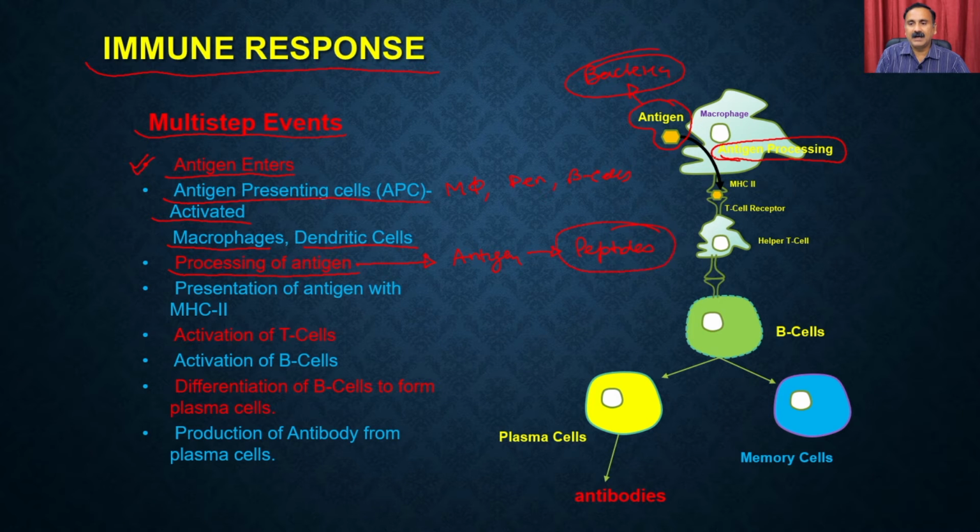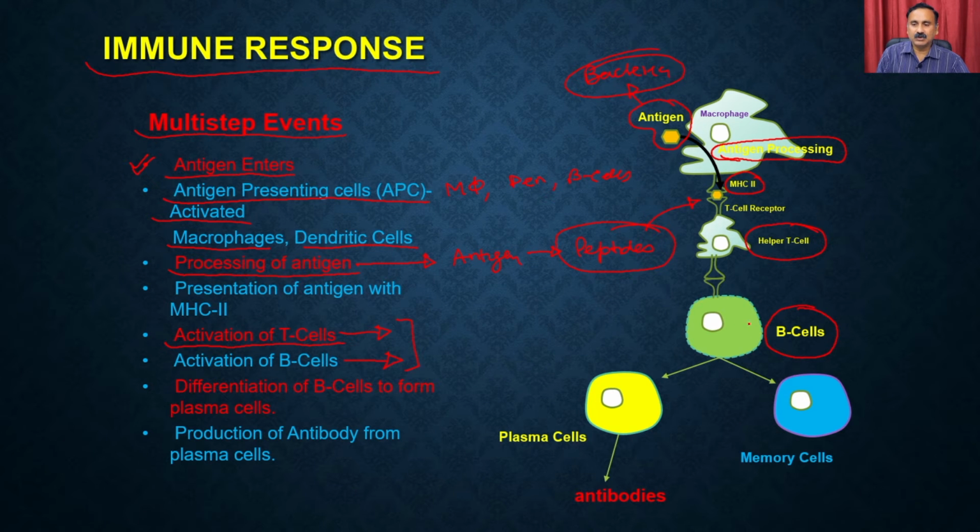These peptides are going to be expressed along with the MHC class 2. These are some of the receptors present on the antigen presenting cells, and once the peptide is presented along with the MHC class 2, it is going to activate more cells. It is going to activate the T cells and the B cells. Initially they activate the T cells, and then the T cells are going to activate the B cells.